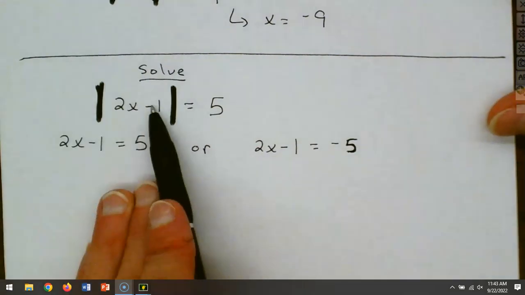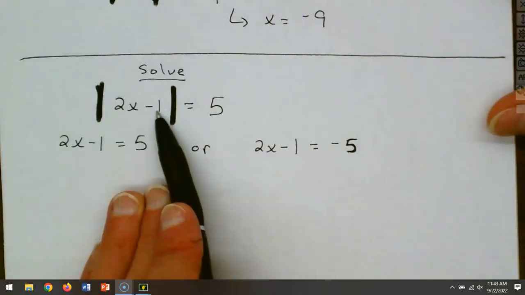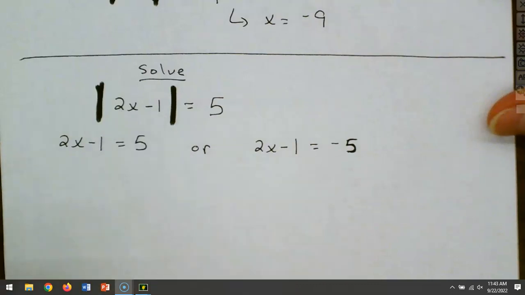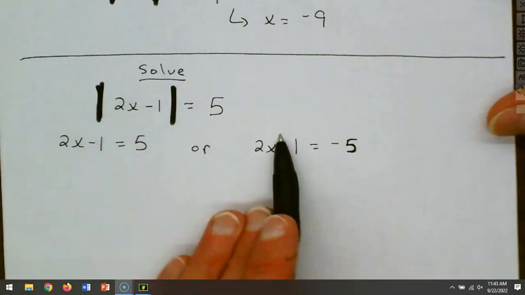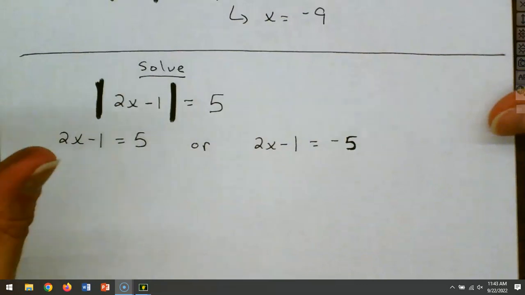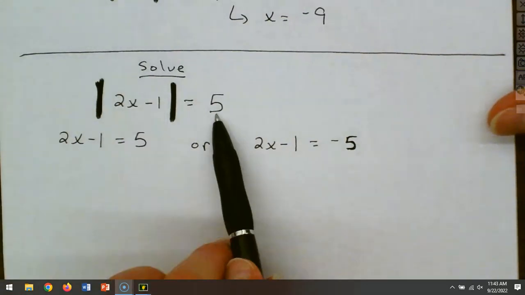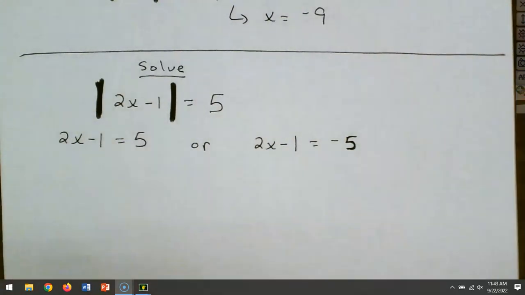Very important here. Did I change anything inside the absolute value? No. It stayed the same. What is the only part that I changed? The number on the end, right? So that gave us two equations. Now we can solve them and get our two answers.